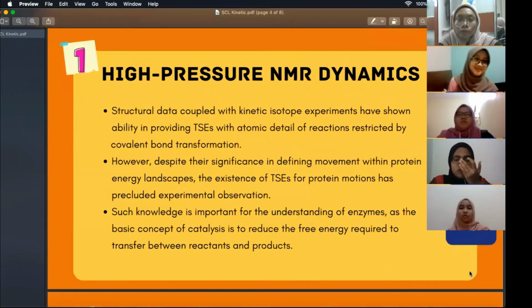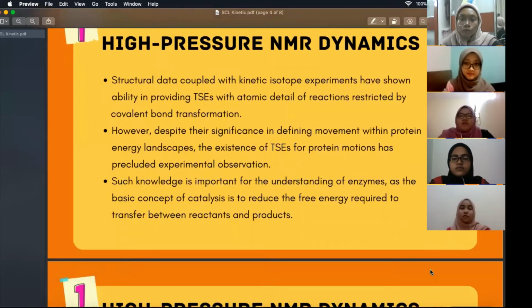Okay, I will continue. About the high pressure NMR dynamics, the structural data coupled with kinetic isotope experiments have shown the ability and probability of reactions with atomic detail, restricted by the covalent bond transformation. However, despite their significance in defining movement within the protein energy landscape, the existence of TSCs for protein motion has precluded experimental observation. Such knowledge is important to understand enzymes, as the basic concept of catalysis is to reduce the free energy required to transfer between reactant and product.